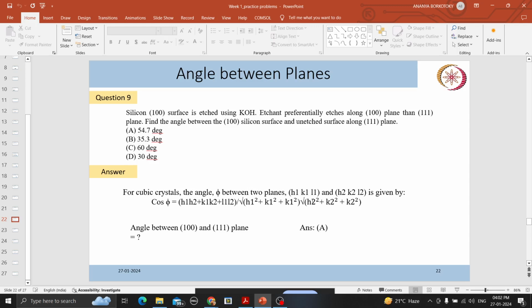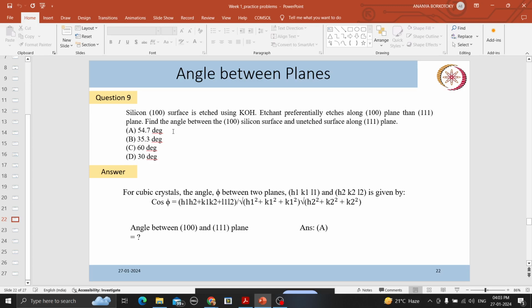The angle between two planes, this is for a cubic system, with HKL, and for these two planes the angle is given as cos phi equal to, using this formula. You can calculate for the HKL values as 100 and 111, so the answer will be 54.7 degrees.